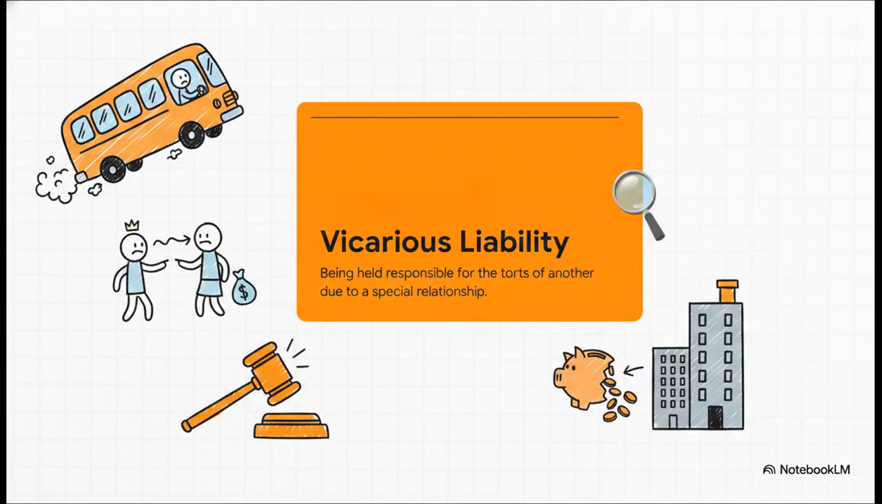This is when you are held legally responsible for the torts of another person entirely because of a special relationship you have with them. The classic example is the old master and servant dynamic, which today we just call employer and employee. It's built on a rule called respondeat superior, which basically means let the superior be responsible. Imagine a bus company hires a driver, and that driver recklessly crashes the bus while on the clock. The bus company, the employer, has to pay up. Why? Because they gave the employee the authority to do the job in the first place, so they take the heat when it all goes sideways.